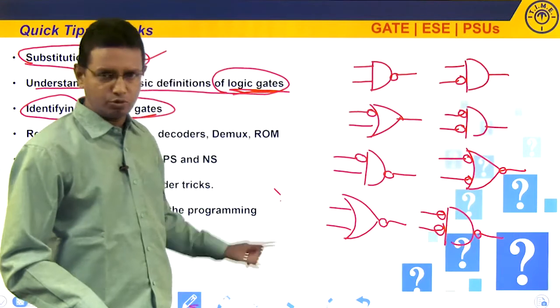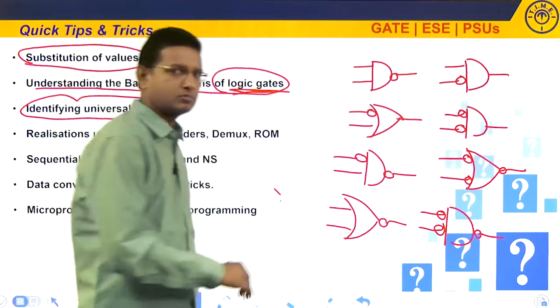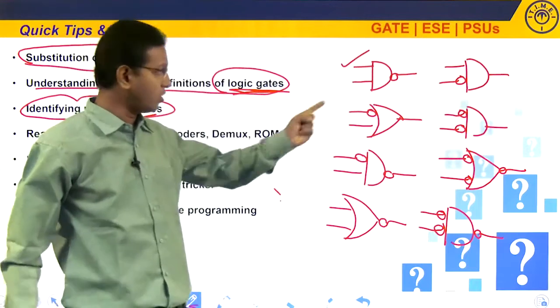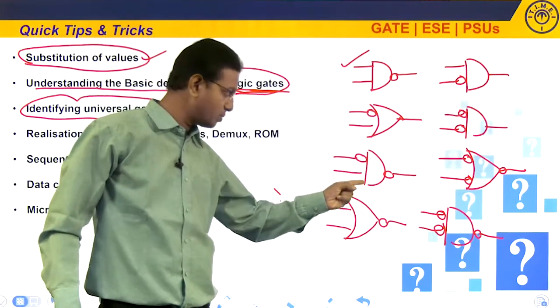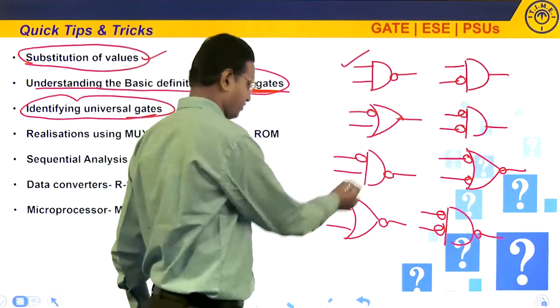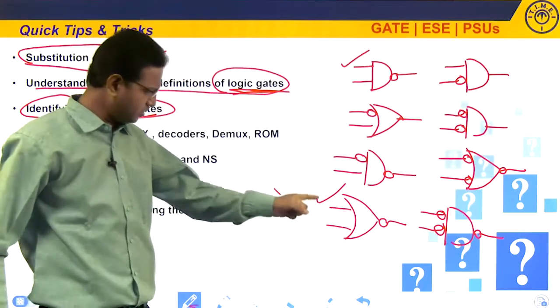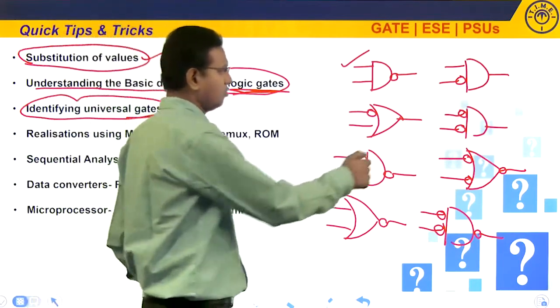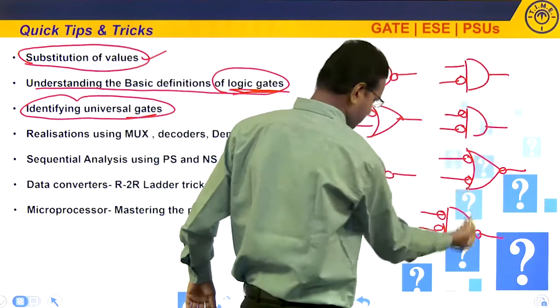The first gate, is it universal? Check yourself. Yes, everyone knows this is universal. What about this? Is it universal? What about this? Yes, it is universal. This everyone knows. It is the simple NOR gate, and this is the NAND gate. NAND and NOR are always universal. Okay, what about this gate, this gate, this gate, this gate?